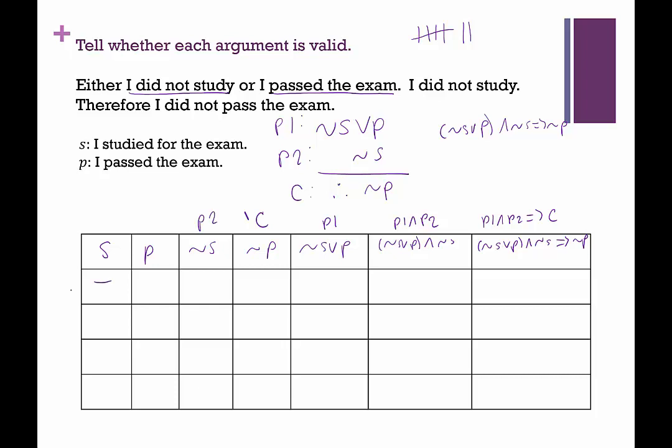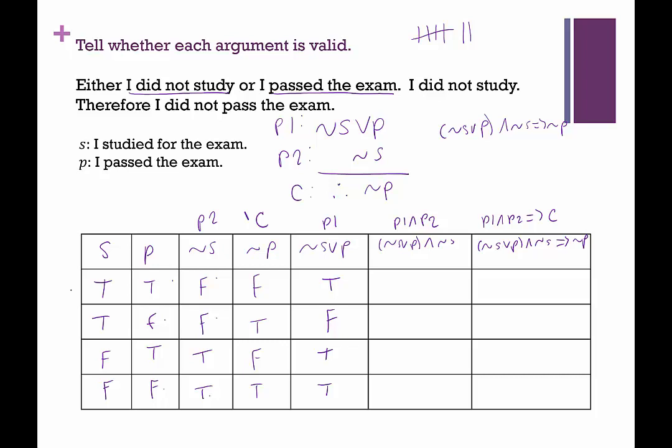Okay, so we're going to start off by filling in our simple statements with true, true, false, false, true, false, true, false. Then not S, we're going to just negate S, so it's going to be the opposite of S. Okay, for premise 1, we have not S or P. In order for a disjunction to be true, we need at least one true. So either not S is true, or P is true, or they're both true. So we have false or true, that's true. False or false is false. True or true is true. True or false is true.